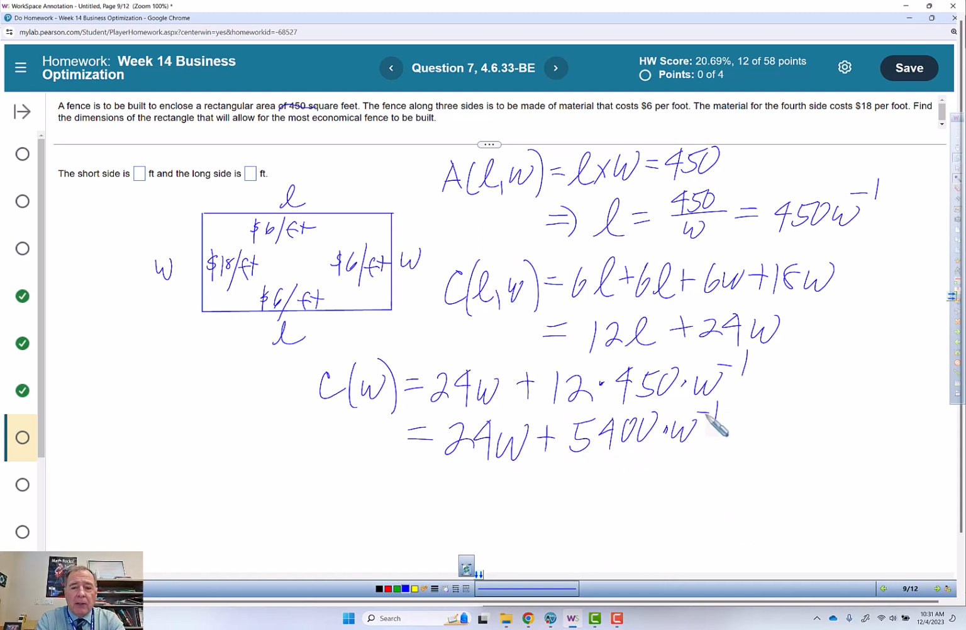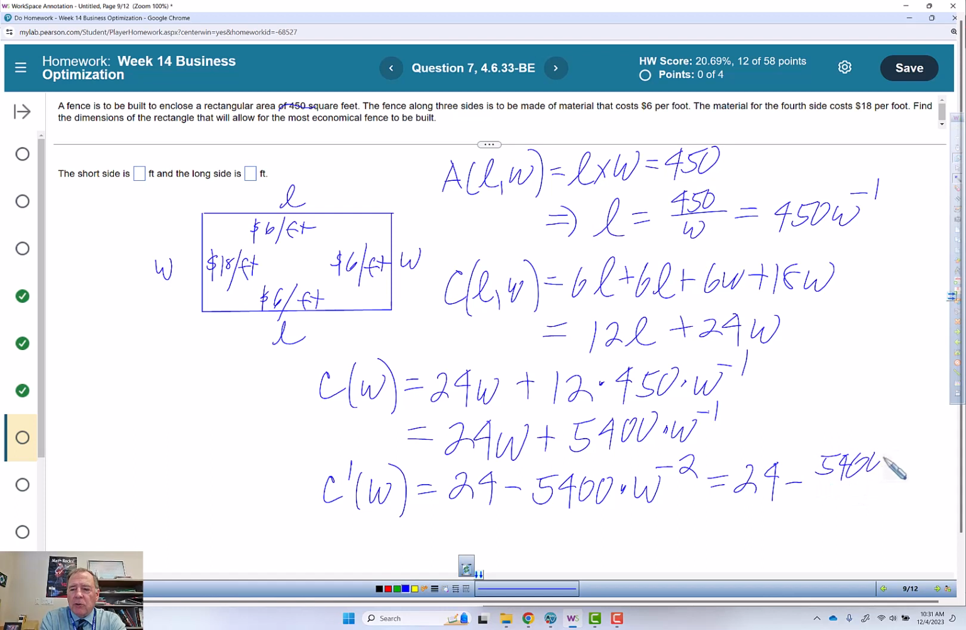So if I want to maximize or minimize something that I have a function of, I want to take its derivative and set it equal to 0. C prime of W is 24. Now I'm using the power rule, so I'm going to take the negative 1 and multiply it times the front. That gives me negative 5,400, and then I reduce this exponent by 1, so times W to the negative 2. We can rewrite that as 24 minus 5,400 over W squared. I want to set that equal to 0.